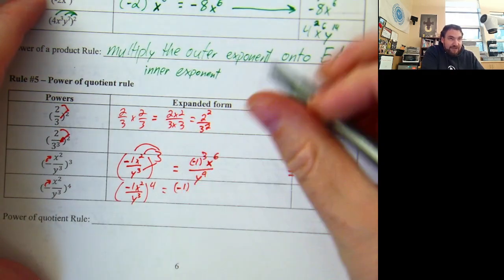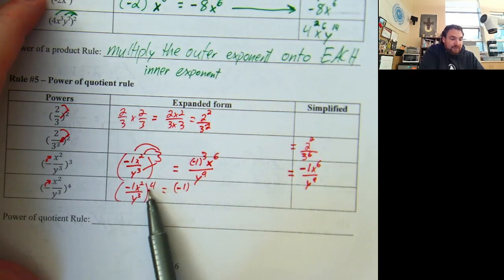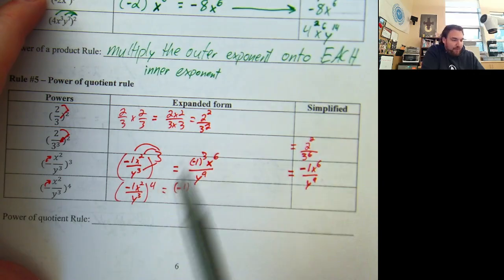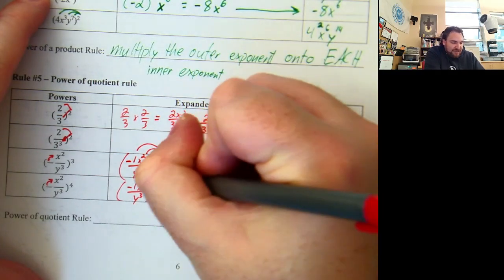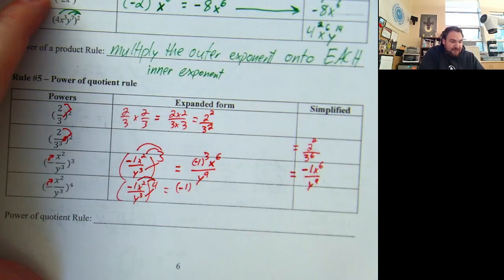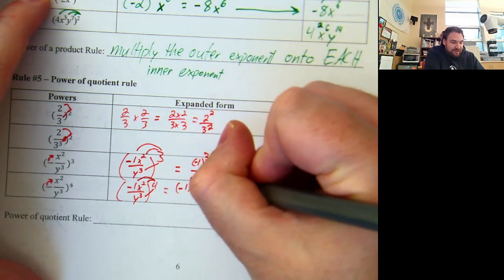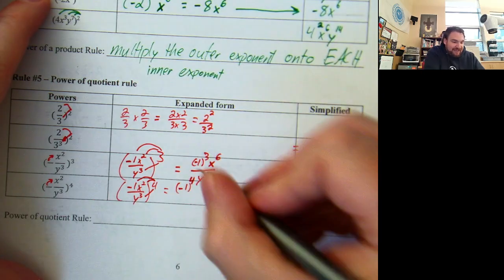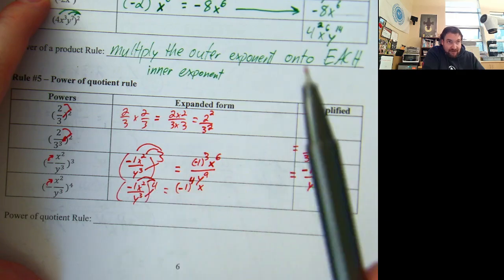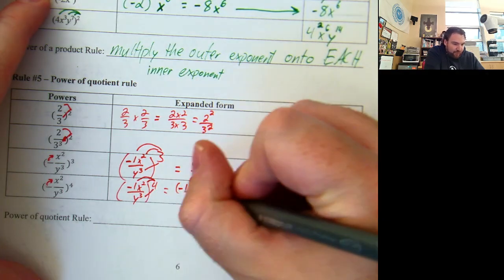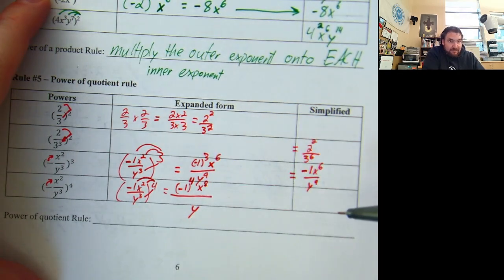Yeah, it's going to be -1 to the power of... Here, the exponent's 4. Nope, careful. This 4 gets applied to each piece. So the first thing you need to do is apply the 4 to the -1. And then it's going to be x to the power of, multiply the exponent, 8, good. Over what? You bet.